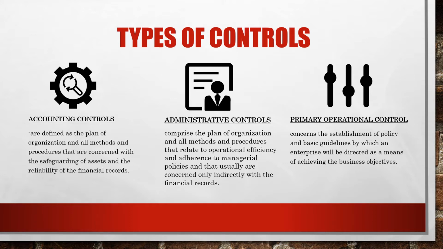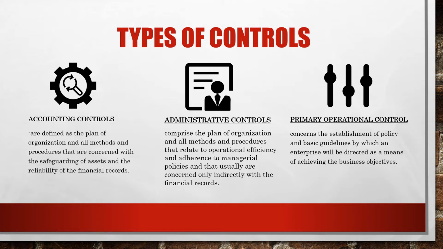Second, administrative controls, which comprise the plans of organization and all methods and procedures that relate to operational efficiency and adherence to managerial policies, and that usually are concerned only indirectly with the financial records. Included would be such controls as statistical analysis, time and motion studies, performance reports, and employee training programs. Also included are the quality controls.